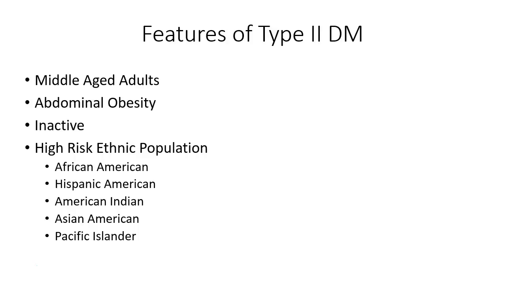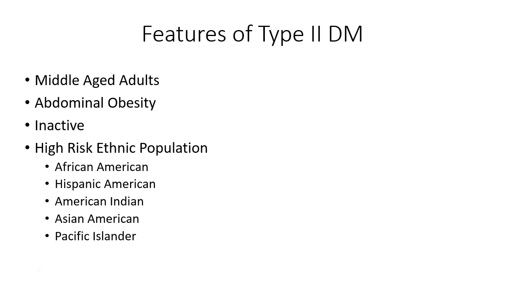So features of type 2 diabetes: middle-aged adults, abdominal obesity, inactive, and high-risk ethnic populations, which when I found in your book, I read it and I thought, well, between the African Americans, the Hispanics, the American Indians, the Asians, and the Pacific Islanders, there's really not a lot left except for Caucasians. But I think that's kind of a growing population too. So essentially everyone at this point is really high risk, just based on lack of diet and exercise and just being sedentary.